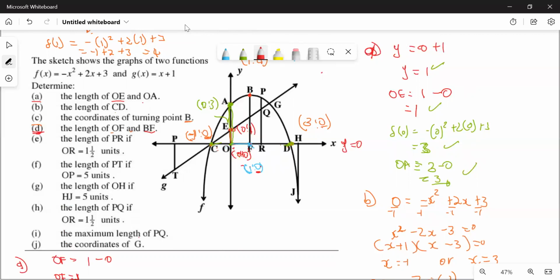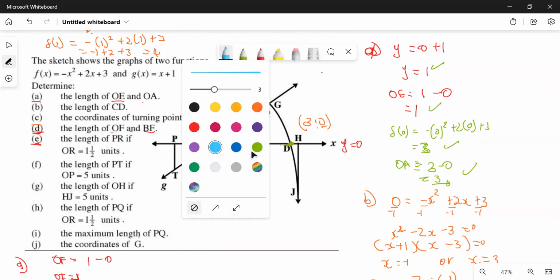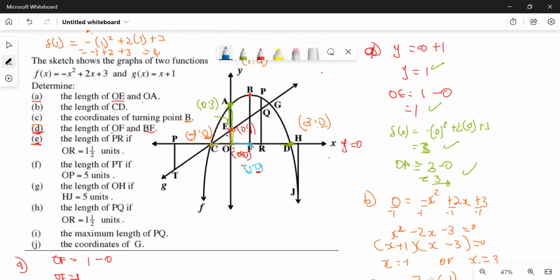No questions. Okay, let's go to number E then. On number E, they say PR. We want PR. They say the length of PR if OR is equal to 1.5. So this 1.5, you can write it as 3 all over 2. So we want PR. Let's go and check.